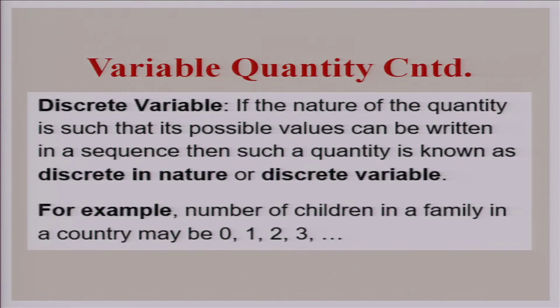Now the variable quantity can be further classified into two categories, discrete and continuous. Discrete means if you can write the numbers in a sequence, you can tell what is the first number and what is the next number, and what is the next number.